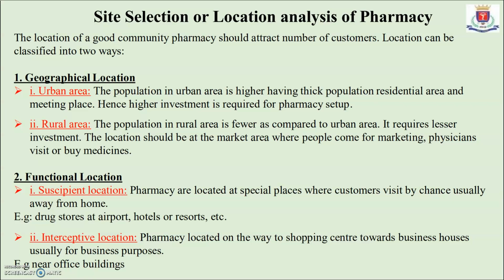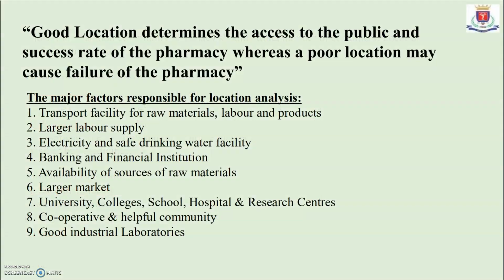The location should be at the market area where people come for marketing, physicians visit and to buy medicines. Second, functional location. First is a subscription location, means pharmacies are located at special places where customers visit by chance, usually away from home. Second, interceptive location. Pharmacy is located on the way to shopping centers, towards business houses, usually for business purpose. For example, near office buildings. Means if a person is working in an IT center, the IT center will be the interceptive location to select the site for the community pharmacy.